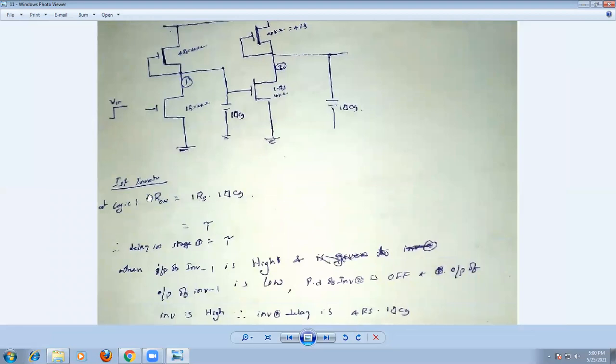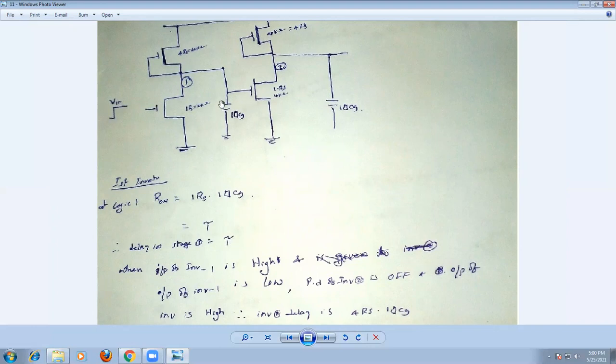So it's not R on, it is a delay. So 1 RS into 1 square Cg, as we already discussed, is nothing but tau. Remember that point. That means the delay in the first stage for this input is only 1 tau.